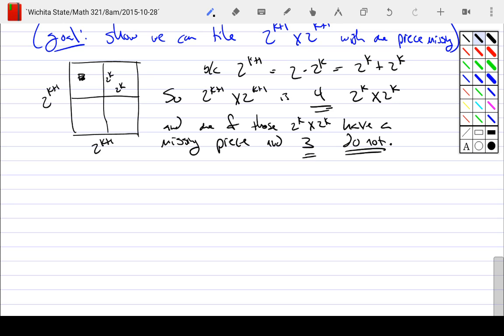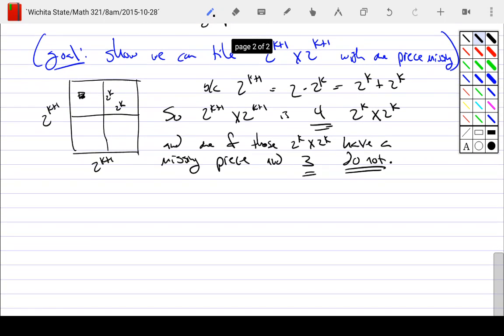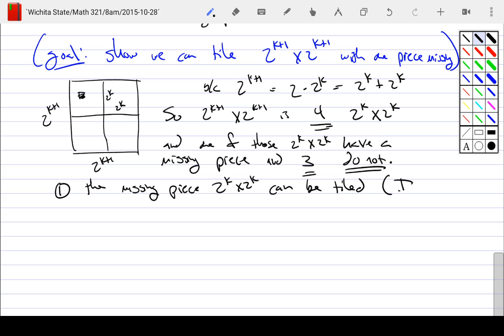So I have 4 2 to the k by 2 to the k's, but one of those is a 2 to the k by 2 to the k with a missing piece. What does my inductive hypothesis require? It says I can tile a 2 to the k by 2 to the k if it has a missing piece. So the one with the missing piece, 2 to the k by 2 to the k, can be tiled. That's the inductive hypothesis, right? So that means this part here, let's go ahead and blue it out. Doesn't matter which one, it's one of them. But then I know that 3 are full. They have no missing piece.